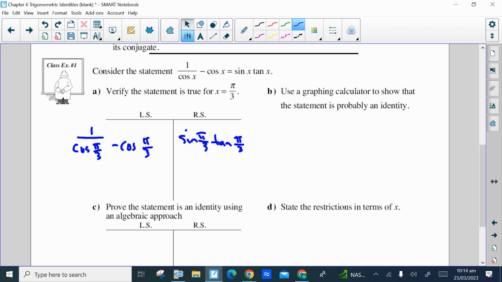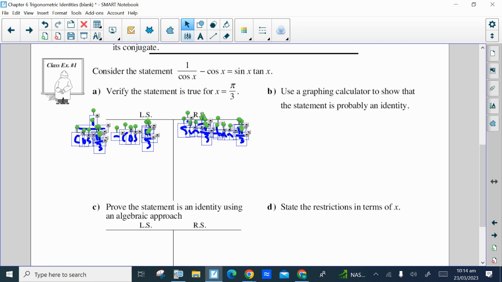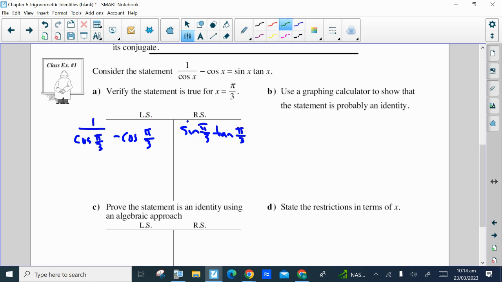So we're going to use our unit circle values to find out what each term is equal to. And at pi on 3, you might remember that the coordinates are 1/2, comma, root 3 over 2, and that the tangent is root 3.